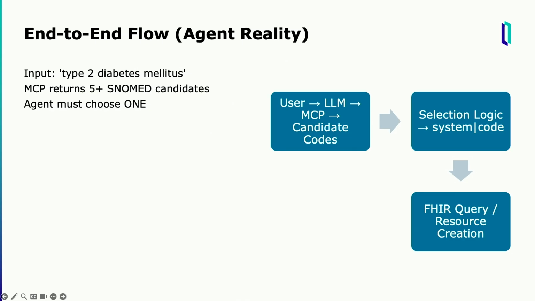So this is what real flow looks like. The user provides a clinical phrase, such as type 2 diabetes mellitus. The terminology service may return several plausible candidates, and then the agent must choose one. The choice is not a detail. It determines what data gets retrieved, which patients are included, and what conclusions the system can reasonably draw.